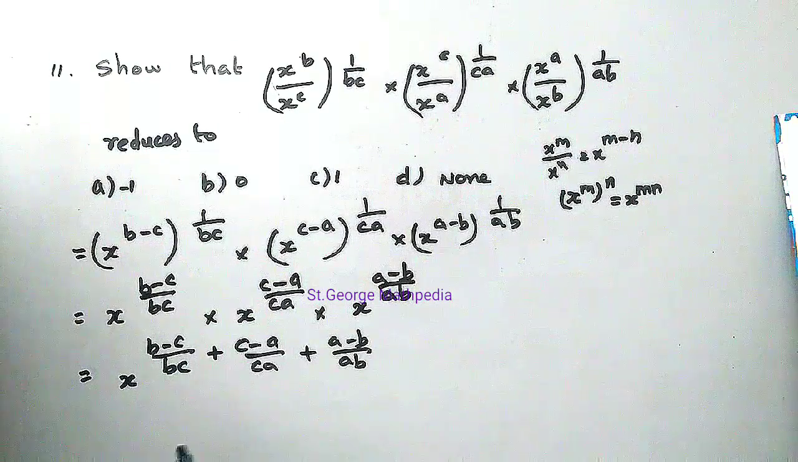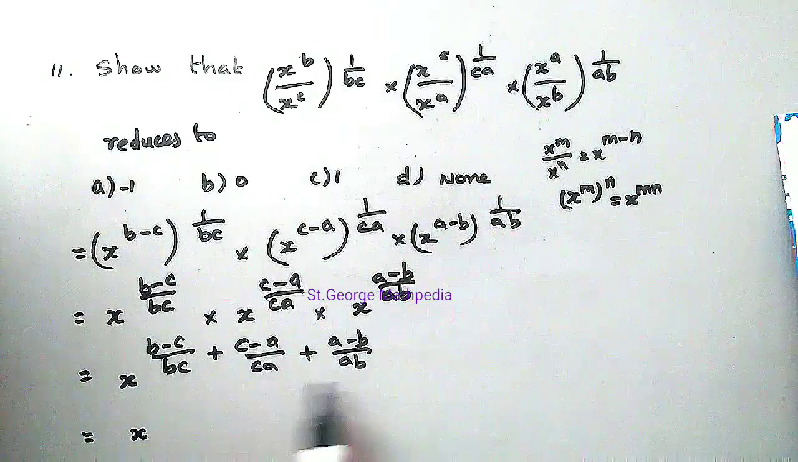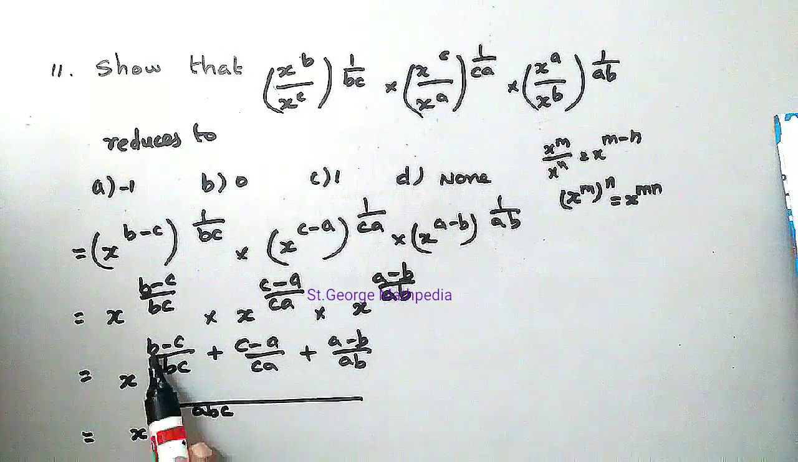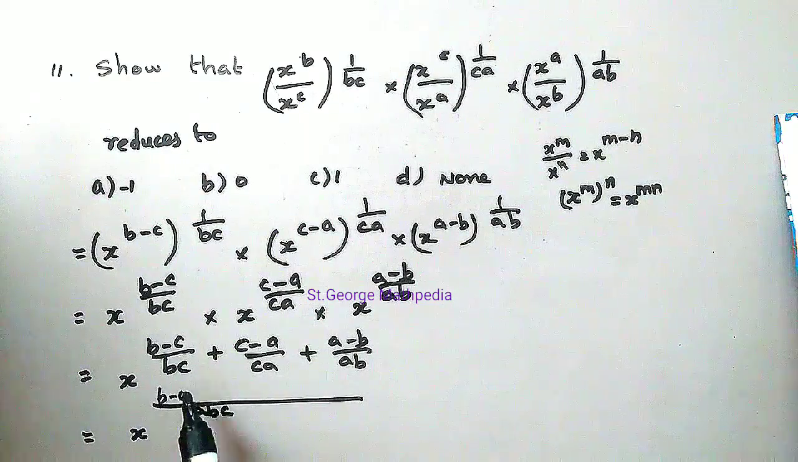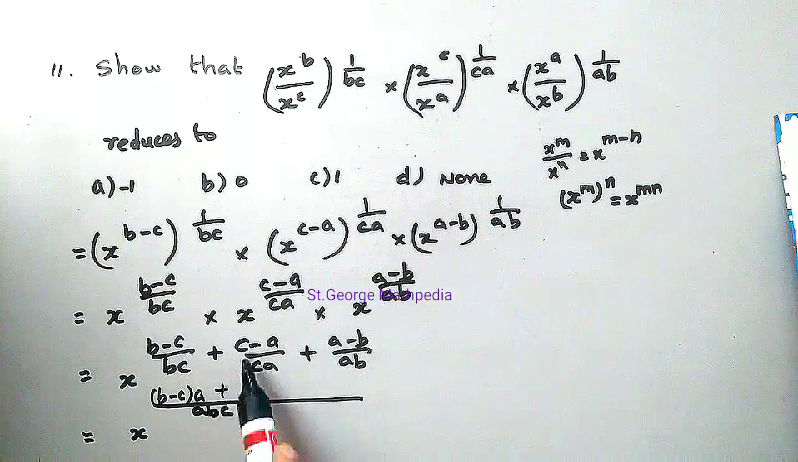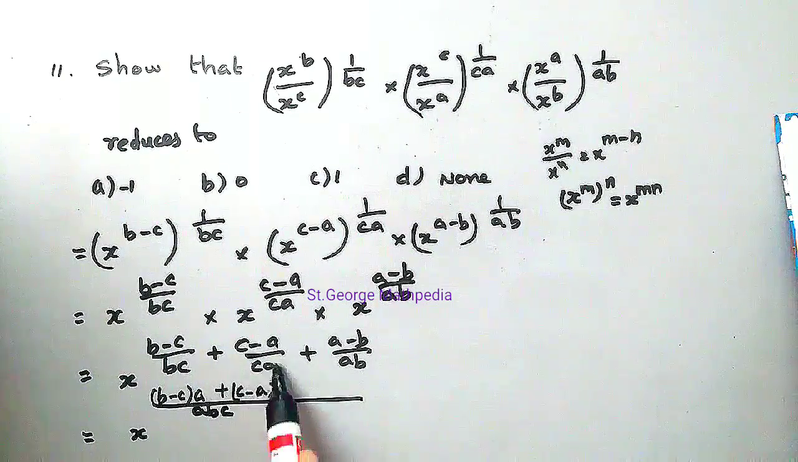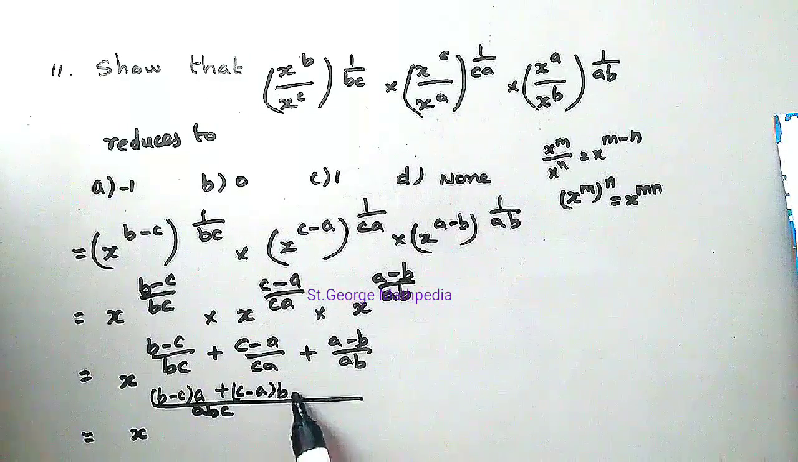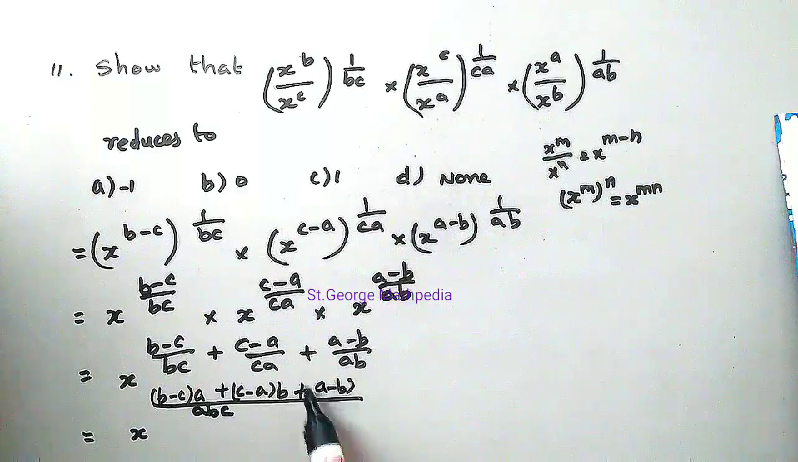Okay, now your LCM will be abc, right? x to the power, LCM of this is abc. So b minus c, the missing term here is a. So multiply the numerator by a. Clear? c minus a, the missing term in your denominator is b. So multiply this with b. a minus b, the missing term is c. So multiply this with c.